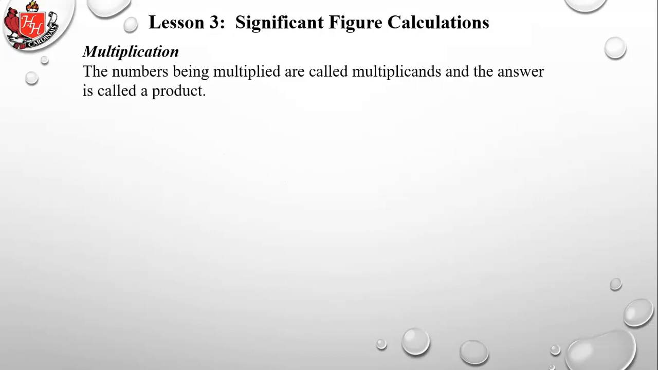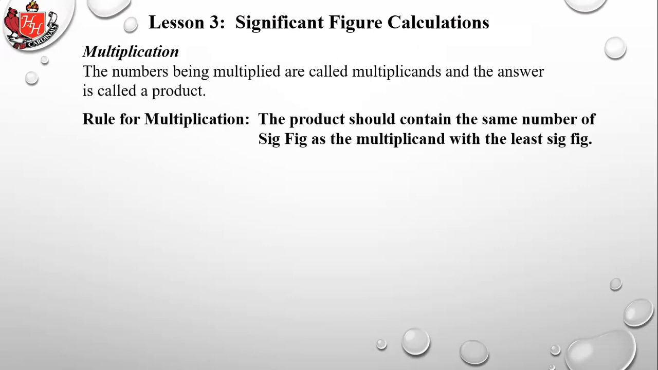So multiplication, the numbers being multiplied are called multiplicands, and the answer is called the product. The rules for multiplication are pretty simple. The product should contain the same number of significant figures as the multiplicand with the least significant figures.